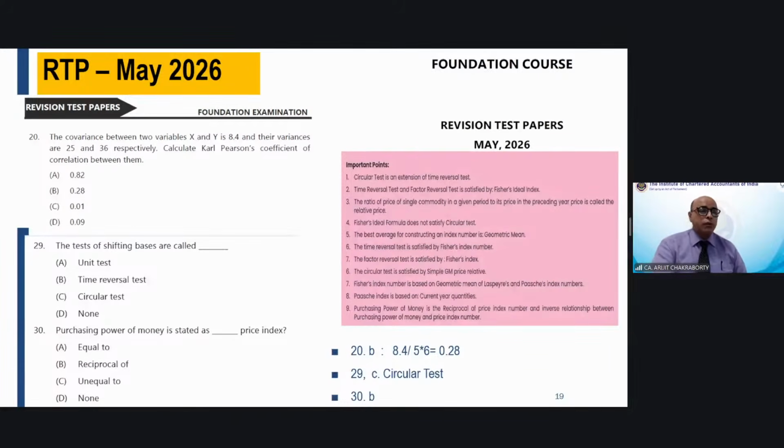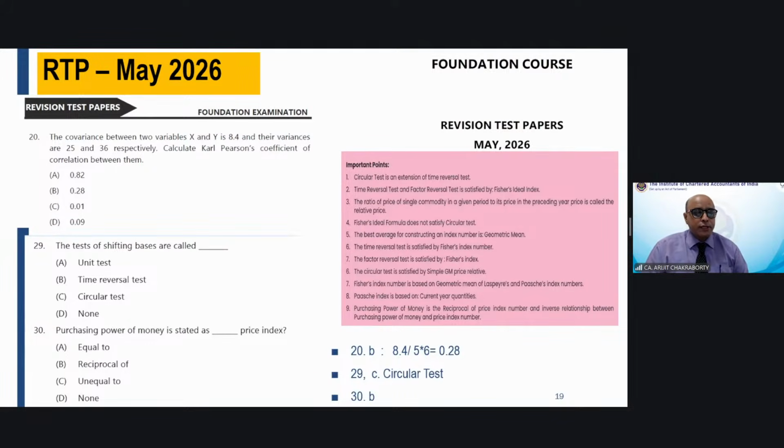So as we conclude, please be absolutely clear with the important points. I have given circular test is an extension of time reversal. Yes, time reversal test, factor reversal test is satisfied only by the Fisher's ideal index. You can see Fisher's ideal formula does not satisfy the circular test. Please remember, the best average for constructing an index number is the geometric mean. However, in common terms, arithmetic mean is used, as we can see in the case of Bowley's index number.